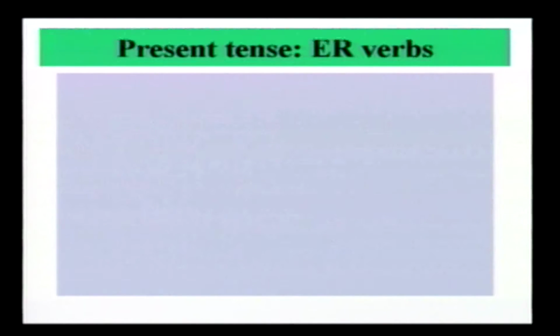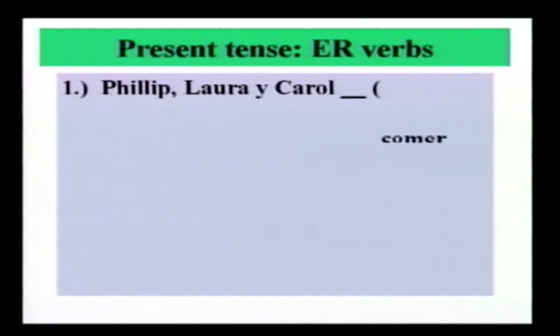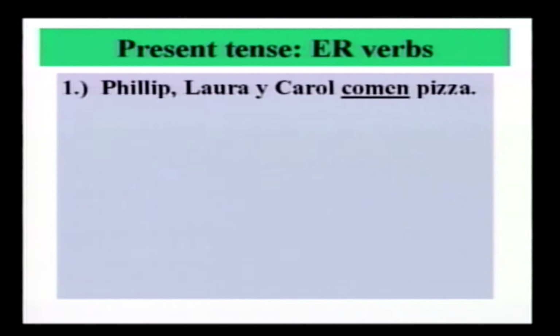Now let's look at some present tense ER verb examples. Number 1, Philip, Laura, and Carol comer pizza. Comen. Third person plural. There are 3 people. You're not included in those 3. Too bad. It was probably good pizza.